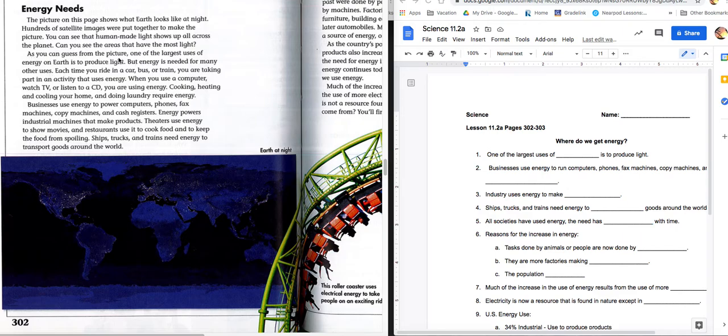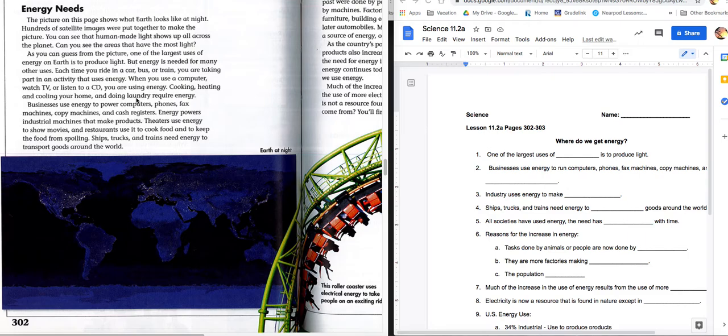Okay, as you can guess from the picture, one of the largest uses of energy on Earth is to produce light. So you have number one in your notes. One way we use a ton of energy, guys, is to simply give off light. But energy is needed for many other uses. Each time you ride in a car, a bus, a train, you're taking part in an activity that uses energy. When you use a computer, watch TV, listen to a CD, you are using energy. Cooking, heating, cooling your home, doing the laundry, everything requires energy. It's really, really difficult for us not to be doing something that requires energy. Energy is constantly being used.